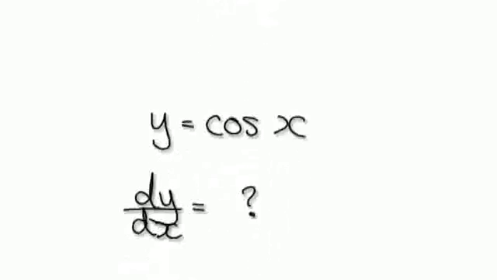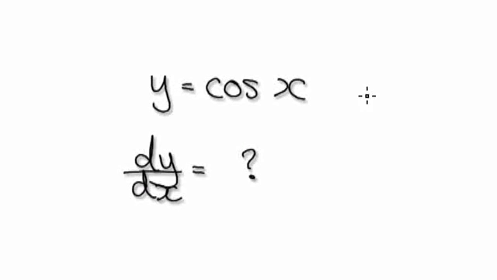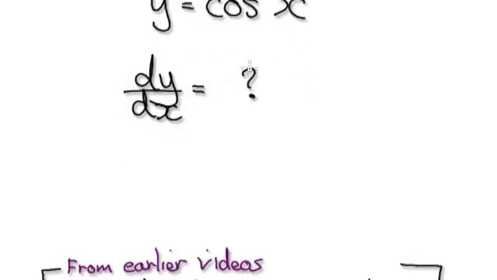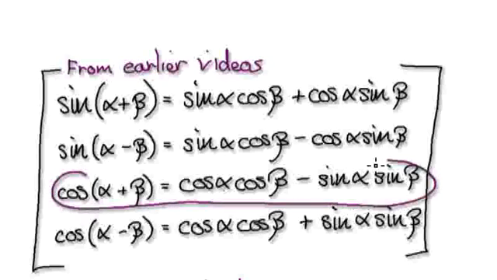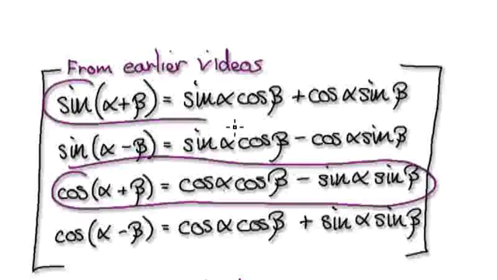So similar to the previous video, but this time we're going to try and find out the derivative of cos of x instead of sine of x. I'm going to assume that you know these identities here, but this time, because we're trying to work out the derivative of cos of x, we're going to use this identity here. In the previous video, we used this one here, but in this video, we're going to use this one here.